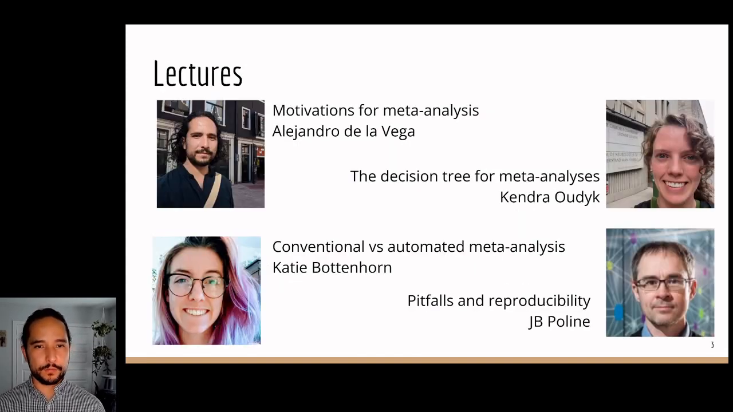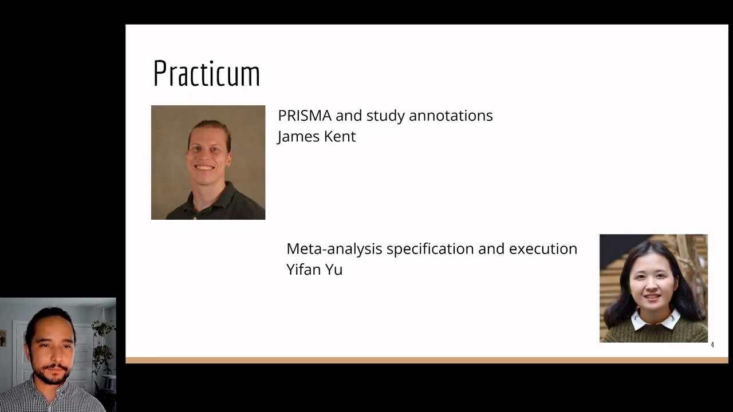So first we're going to start with 4 lectures to set up the scene. So I will first talk about motivations for meta-analysis. Then Katie Bodenhorn will tell us about conventional versus automated meta-analysis. Kendra Odick will then tell us about the decision tree for meta-analyses. And JB Pauline will tell us about the pitfalls and reproducibility in meta-analysis.